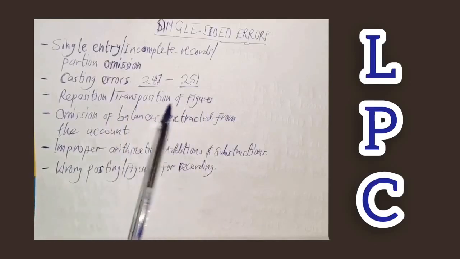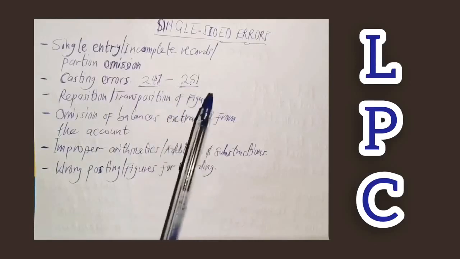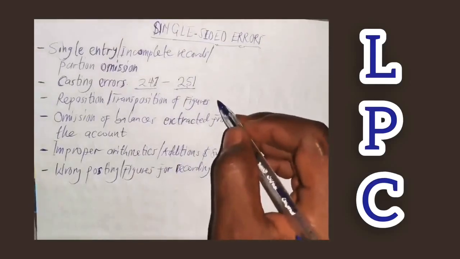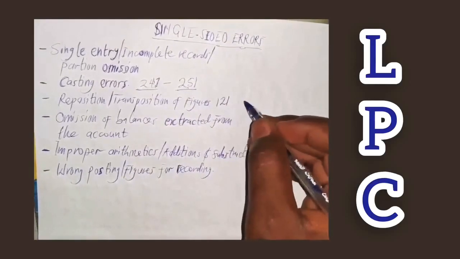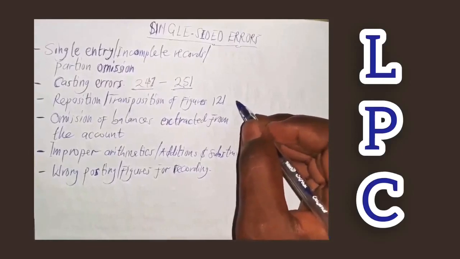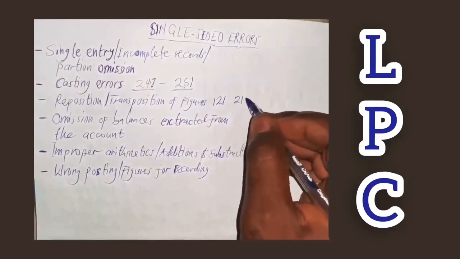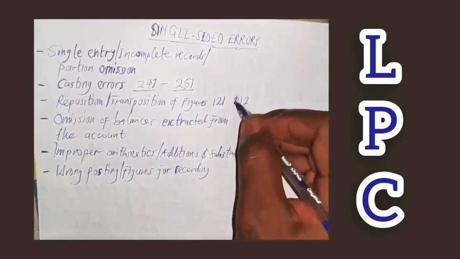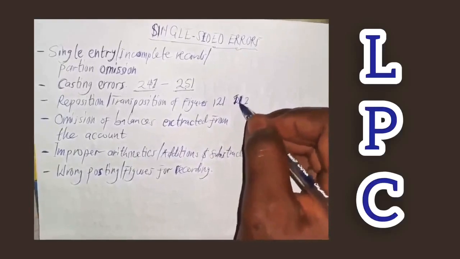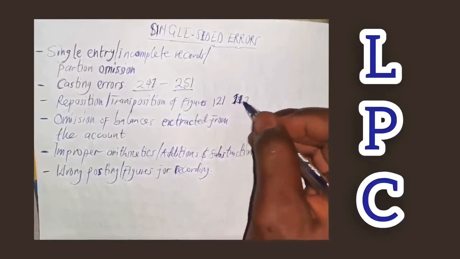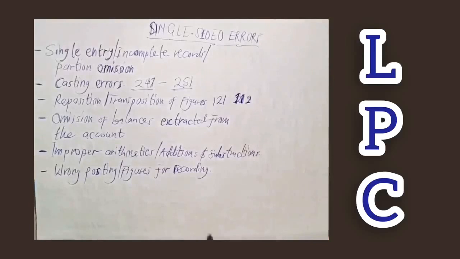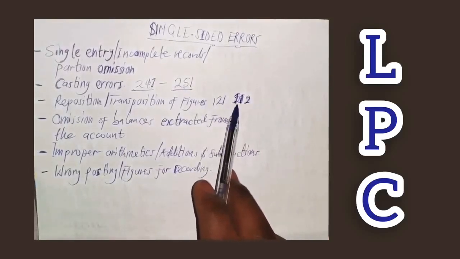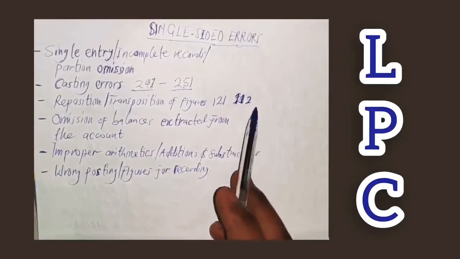Okay, changing of figures or changing the position of the figures, that's transposition. Let's say it should have been 121, but they made it at the credit side of the sales to be 112 instead of 121. Then it becomes what? A transposition. And this one was just made on only one part of the account, let's say the sales account.